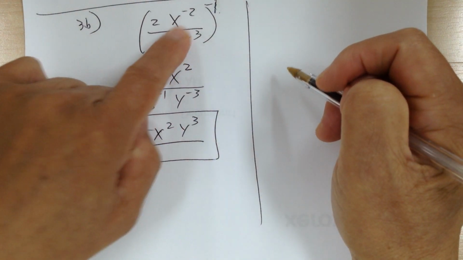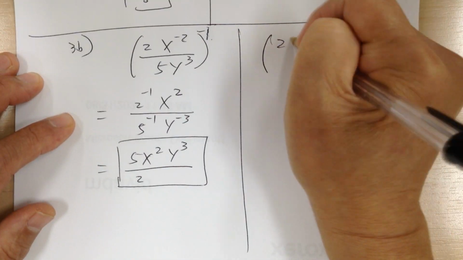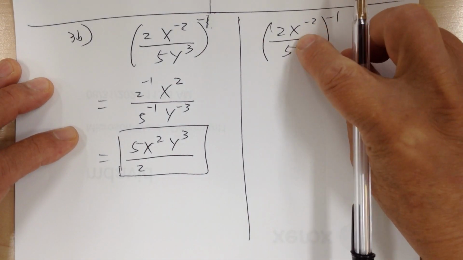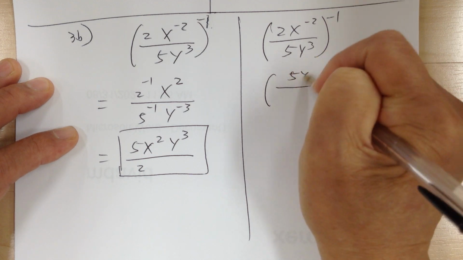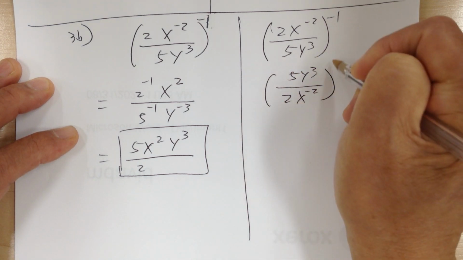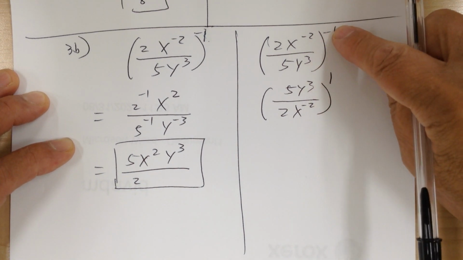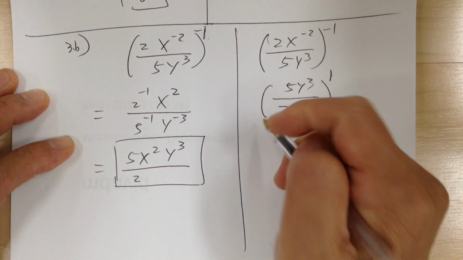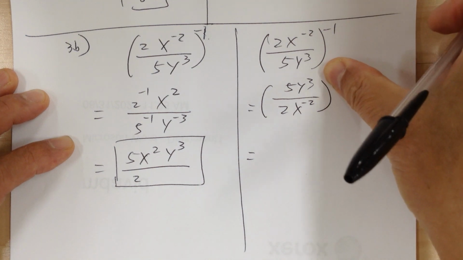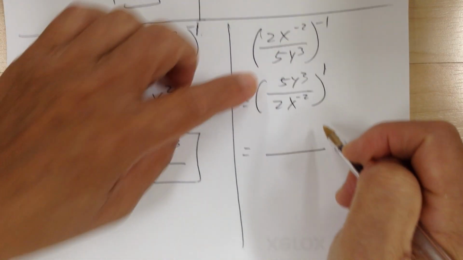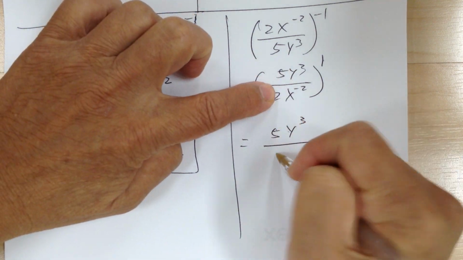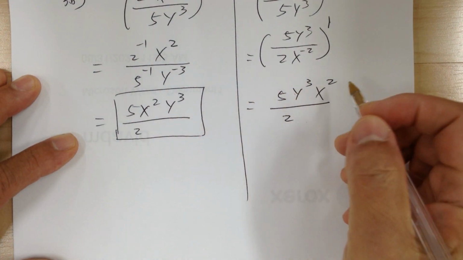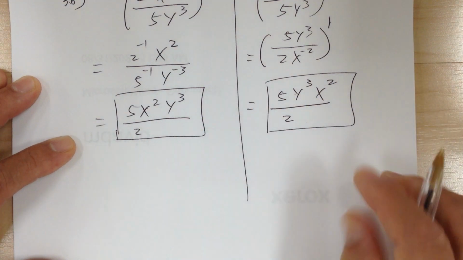Now another way of doing it, instead of distributing, is to use the negative exponent to flip it over. So this becomes 5y cubed over 2x to the negative 2, to the 1 power. So use the negative exponent to flip the fraction over. Then since anything to the 1 power is just itself, you can just ignore that because the 1 power doesn't do anything. So now you can flip this to the top. Again, this one will stay, this one will stay, this one will stay. This gets flipped to the top. And if you write it in the correct order, they should be the same answer.